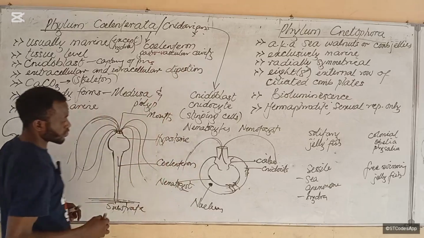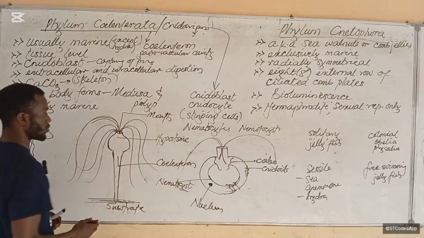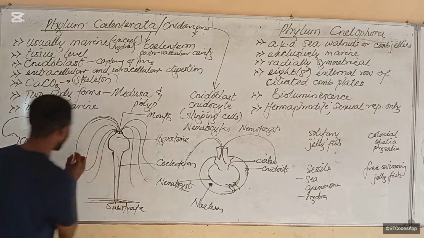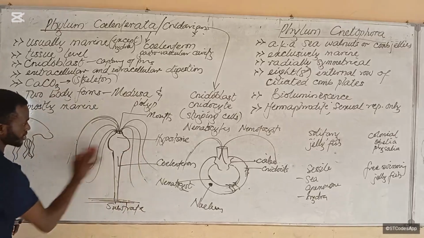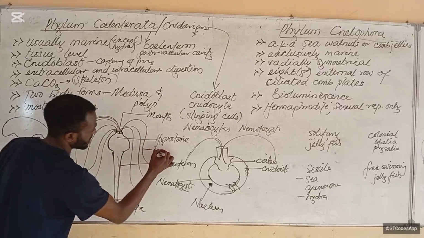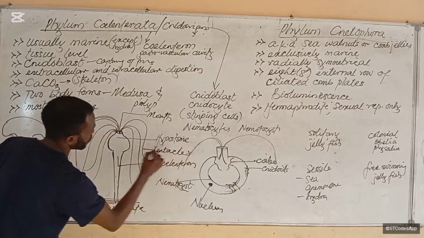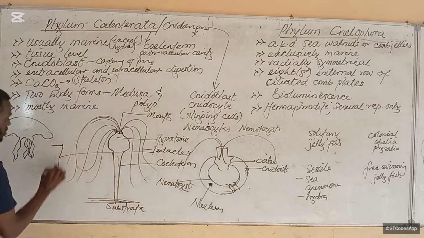That is the gastrovascular cavity. Then this will be the substrate on which it is anchored. Now, this will be the tentacle. These guys that are coming out here are going to be the tentacles. Now, it uses the tentacles for three basic things.